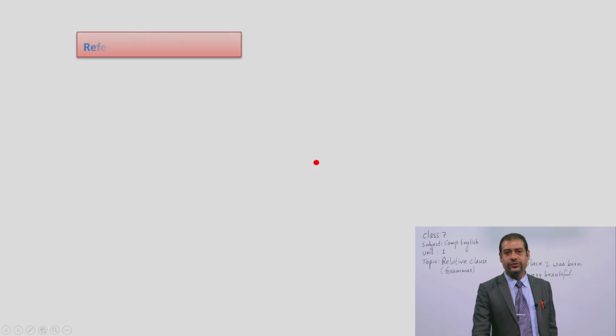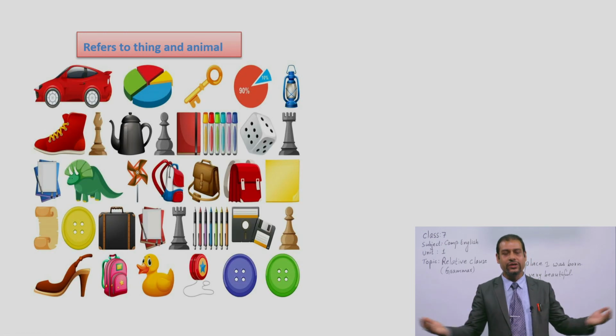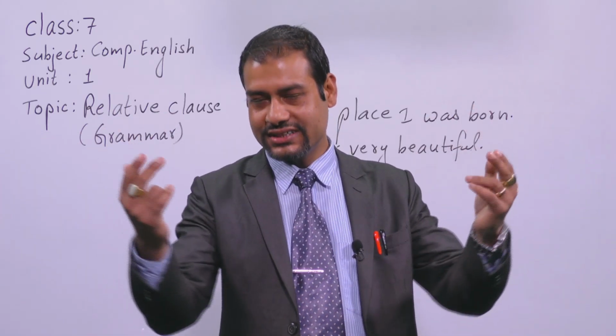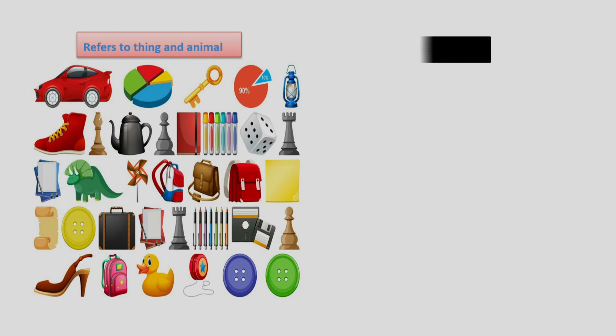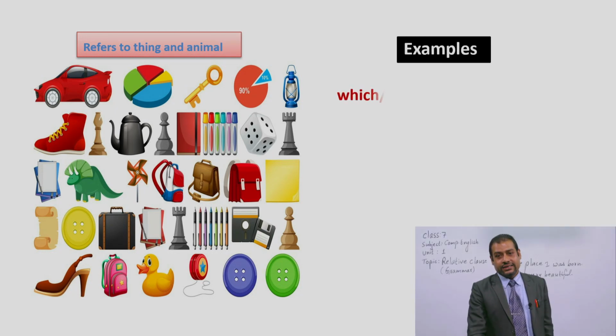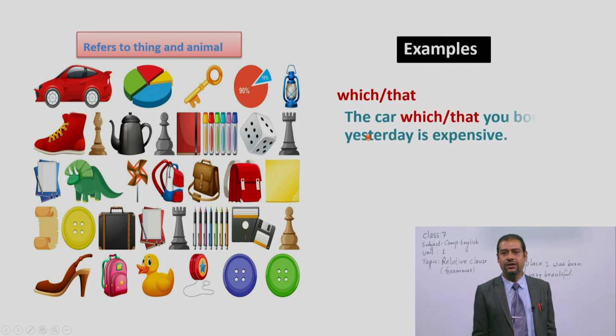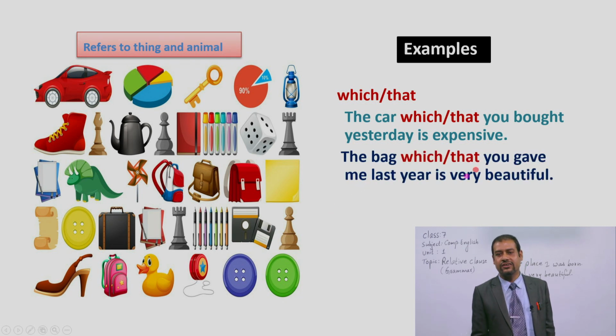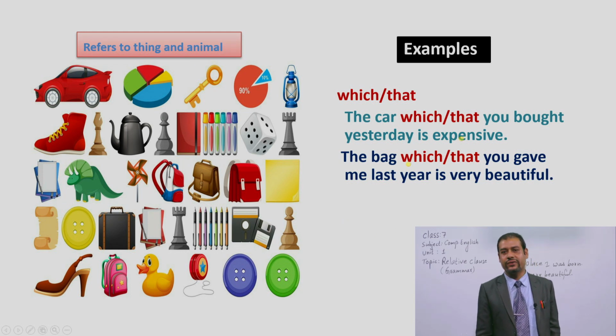Okay. Now the last word I want to show you, for referring to thing or animal. What word do you use if you want to refer to animals or things while making two sentences into one? That is the examples I want to show you, okay? Yes, we have to use either which or that, okay? So example, the car which, or you can say that, you bought yesterday is expensive. Or you can say the bag which or that you gave me last year is very beautiful, okay? So it is about things and we are joining to make two sentences into one, which or that.